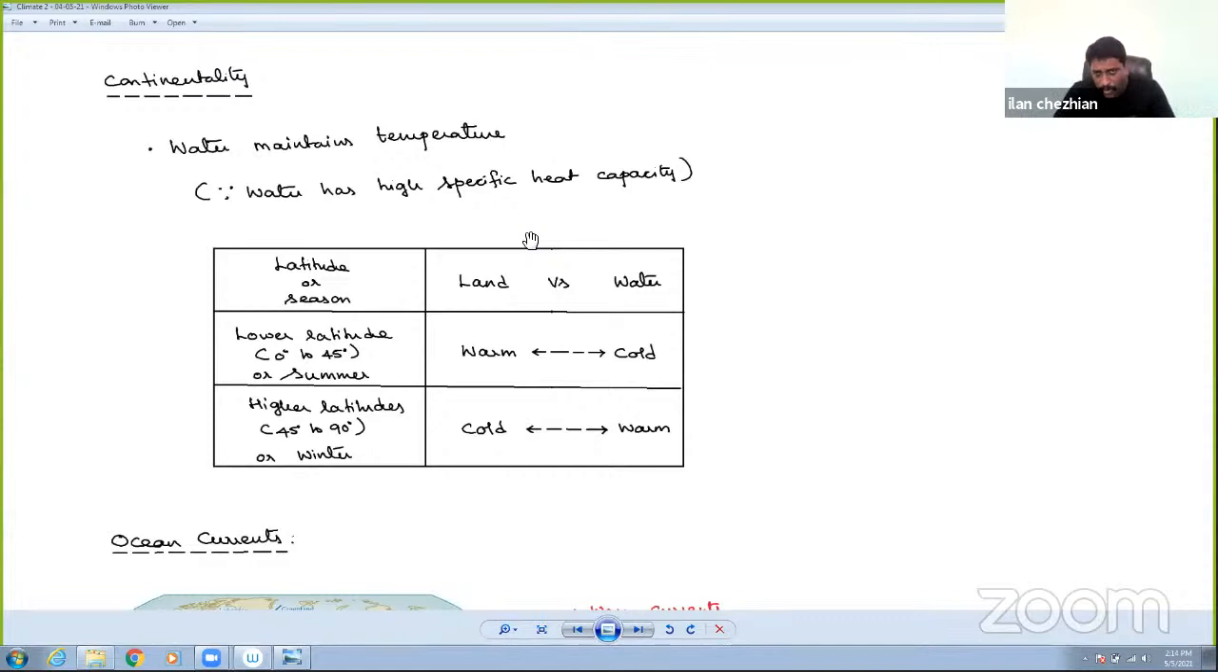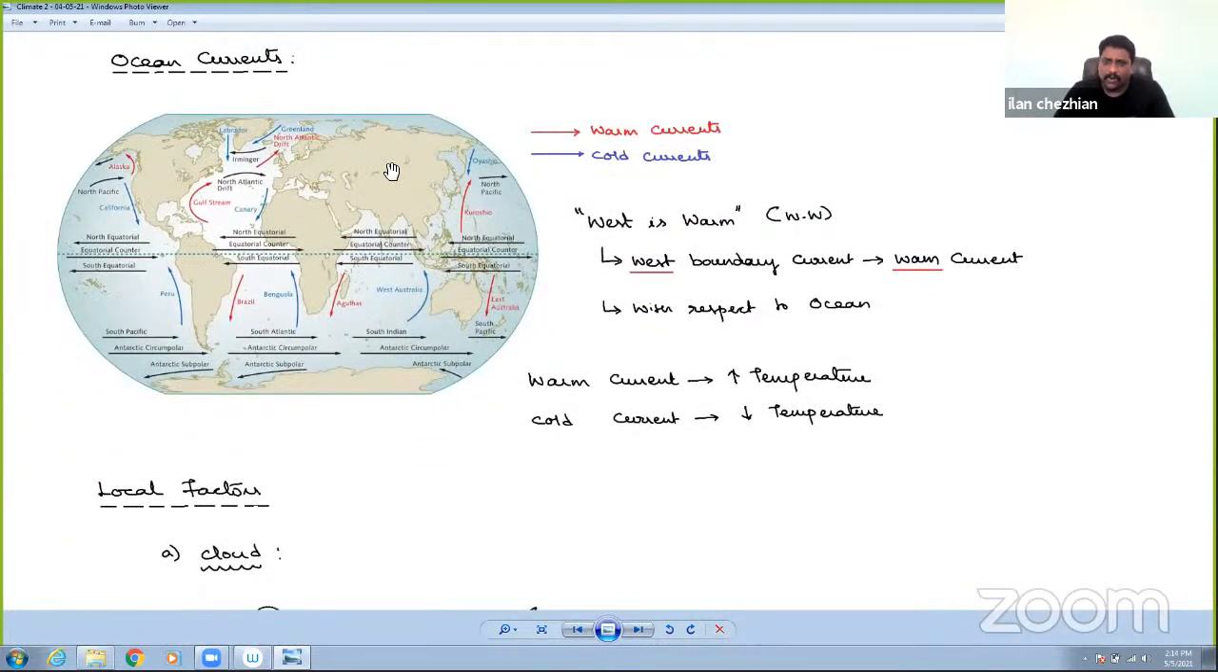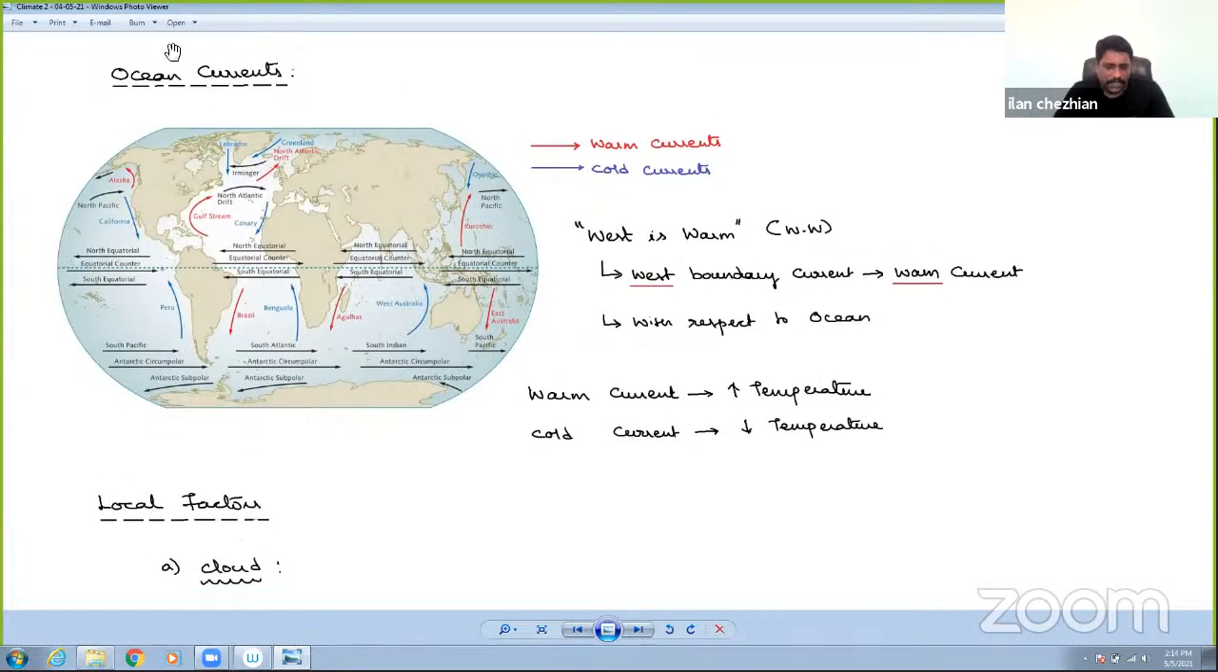But as you move away from water, this land will behave purely like that of land. That's what you call continentality. Right, my friends. Then we also talked about the influence of ocean currents.